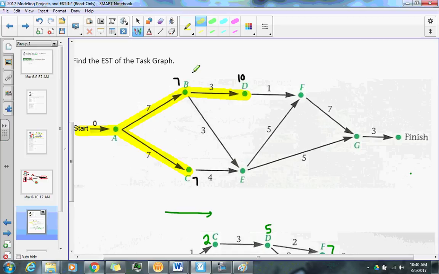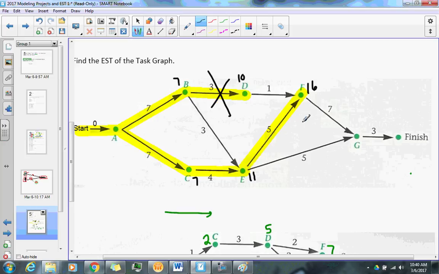Now, here we go. E has an EST of 11, but we use the path from 7 and 4. So we use the path from C. I'm going to highlight C to E. Now, F, if you remember, had an EST of 16. That 16 came from E. So at that point, we're going to highlight all the way up here. This path had been terminated because this is not the longest path.